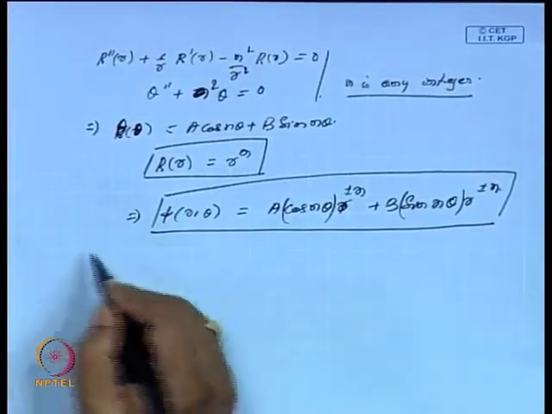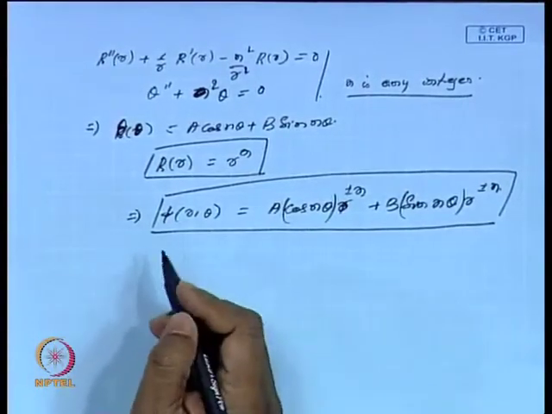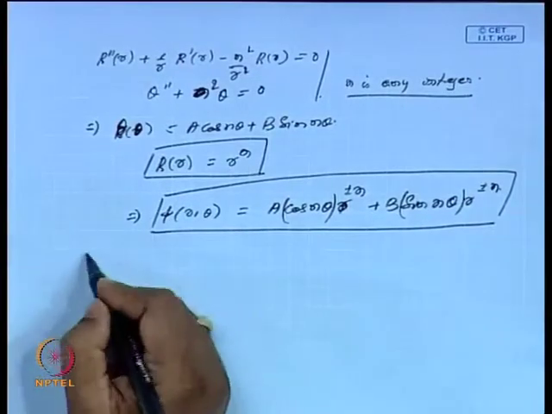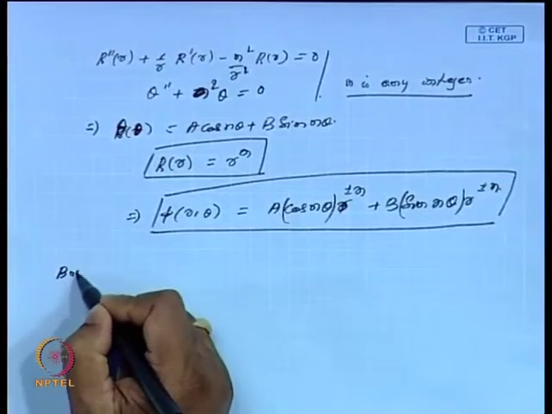Now, what are the boundaries? Suppose I say that I have a cylinder which is moving with the speed u in the x direction, then what will happen to my boundary conditions?